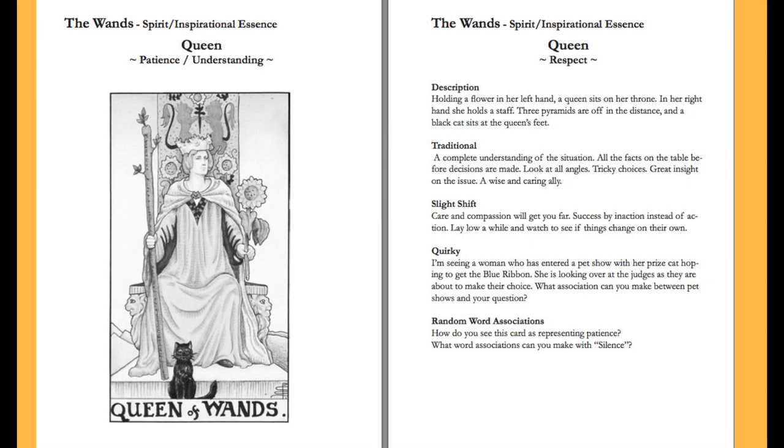How do you see this card as representing patience? Random word associations. What word associations can you make with silence? She looks like she's not saying a word. She's waiting to hear what they've got to say.